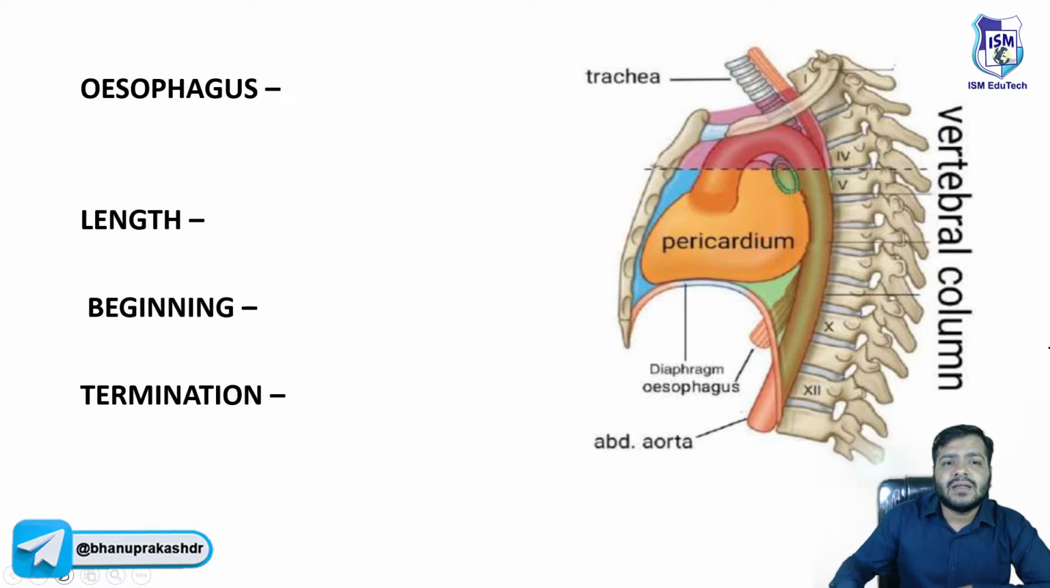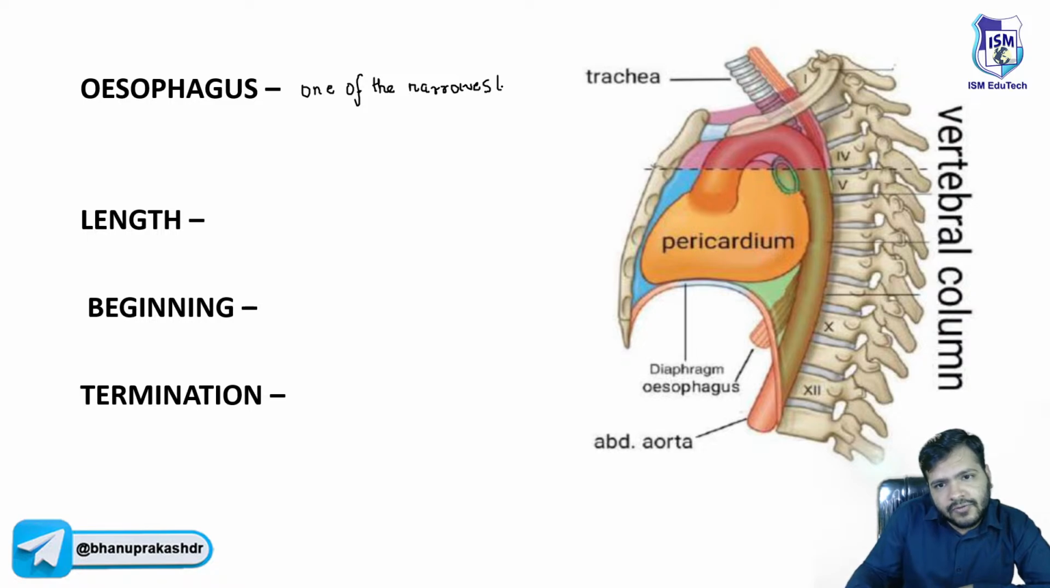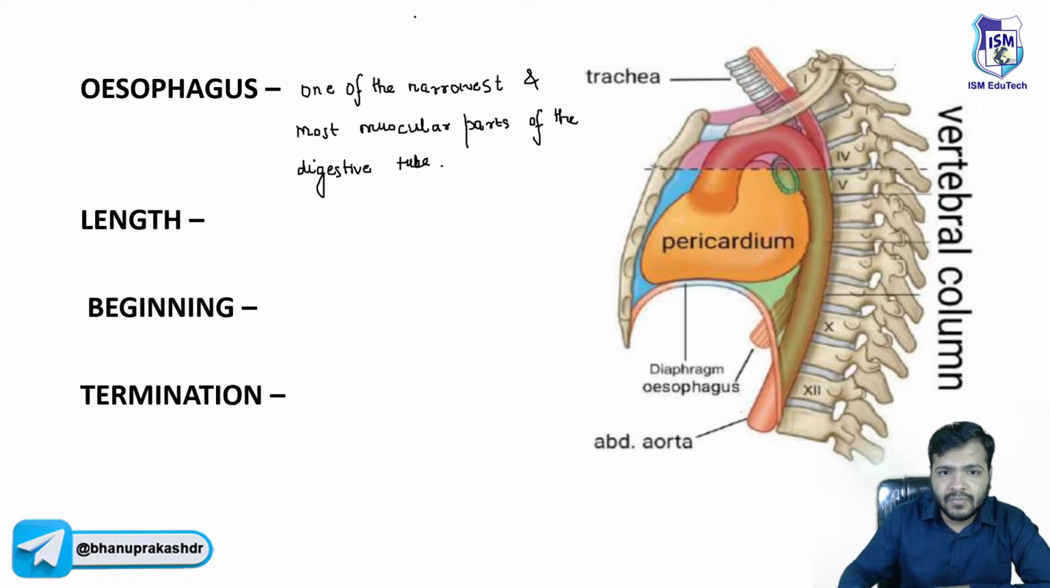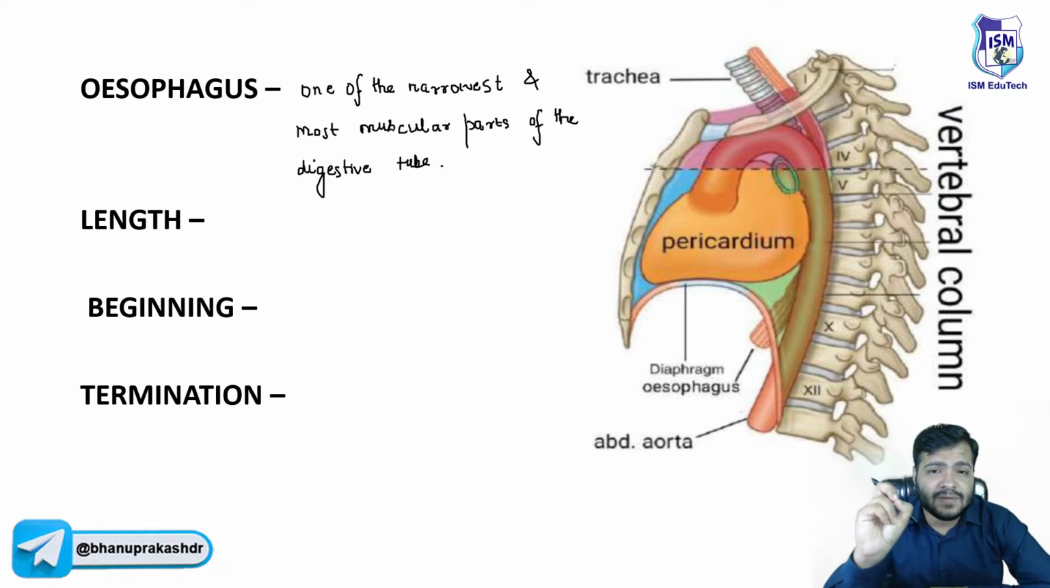So, beta, remember that the esophagus is one of the narrowest and most muscular parts of the digestive tube, or the GIT tube. So remember, it is the narrowest part and it is the most muscular part of the digestive tube. Moreover, you have to remember that the lumen of this esophagus only opens during deglutition.